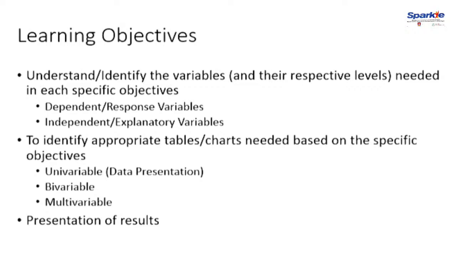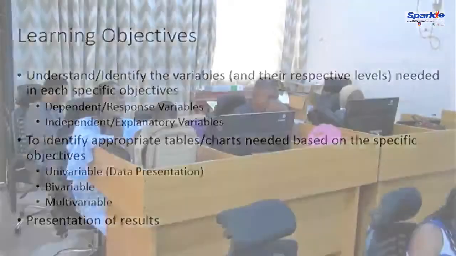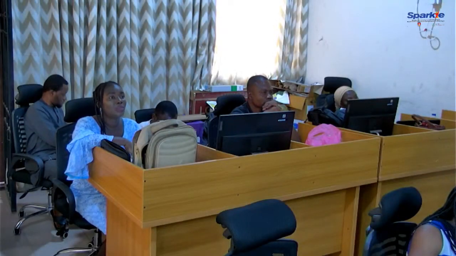So in each specific objective, specific objective 1, you need to examine it very well. What are the variables they are in? And which variable are we looking for? The dependent variable. Some other people call it response variable because it's responding. The independent, some other people will call it explanatory variables or causal variables, as the case may be. Those are the things you are going to identify in each specific objective. Bullet 2. To identify appropriate tables and charts needed based on the specific objective.